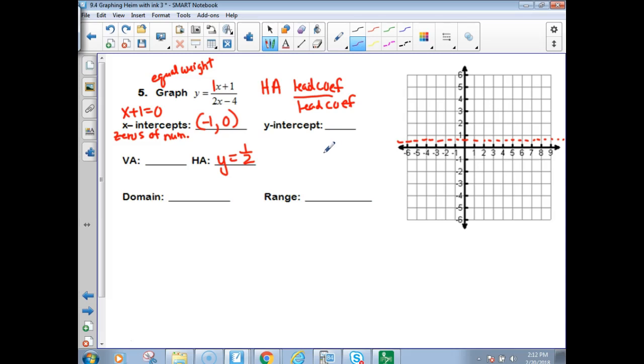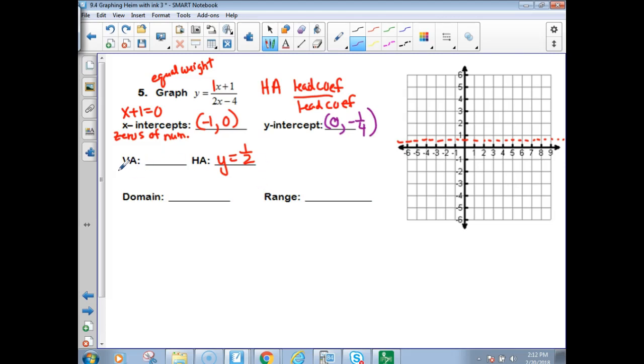Y-intercept. Now think about it. You've done y-intercepts for a long time in your math careers. What do you do when you want to find a y-intercept given an equation? Yes, put in 0 for x. So I need you to write the point 0 something. So we're going to substitute 0 in for x in the equation. And that would leave us with 1 on the numerator, -4 on the bottom. So that's -1/4. Okay. All right, I'm going to plot all this in a minute.